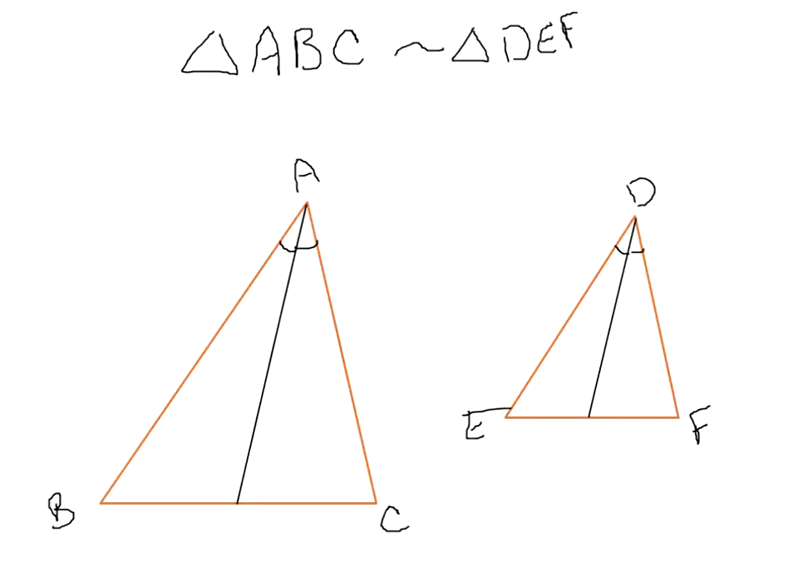Okay? So I'm going to do one really easy just to demonstrate. If this is 10 and this is 5, this is 8, then this would be 4. Okay? The angle bisectors will be in the same proportion as the sides.